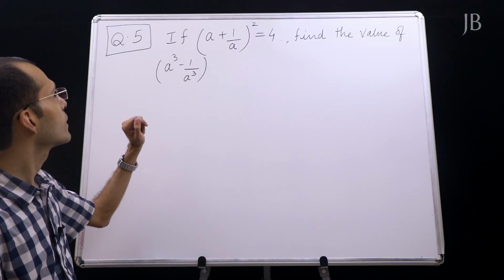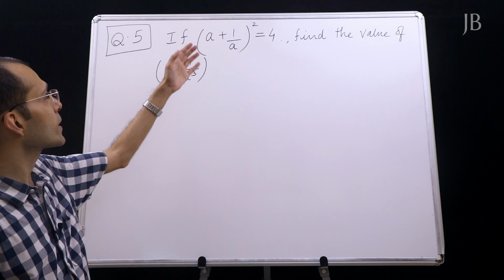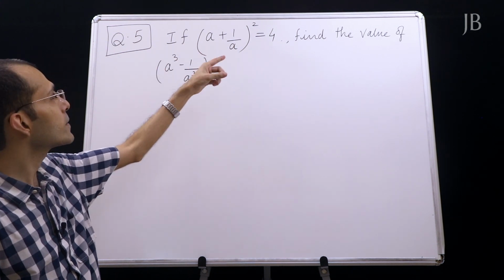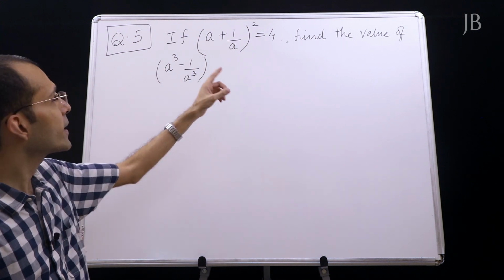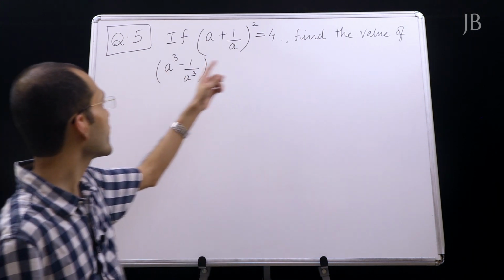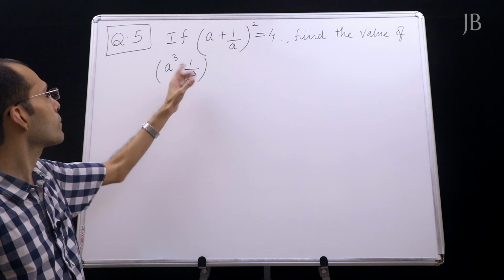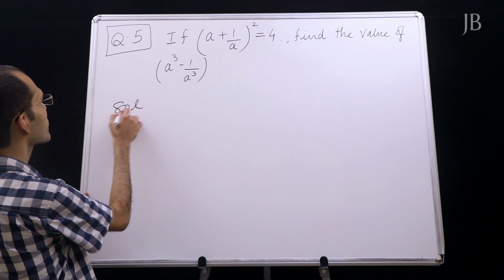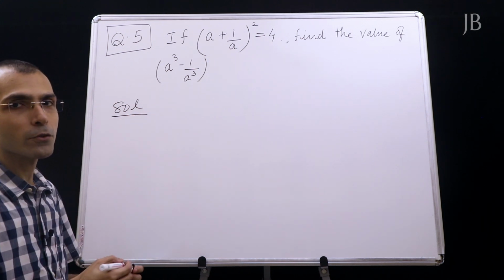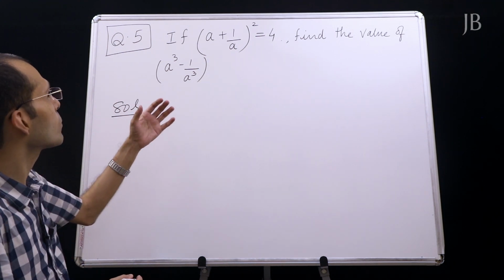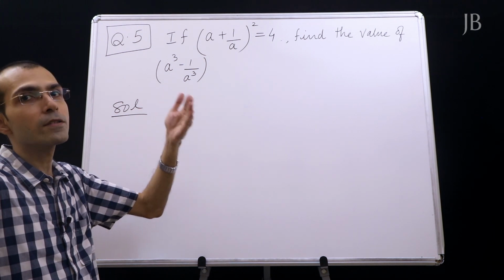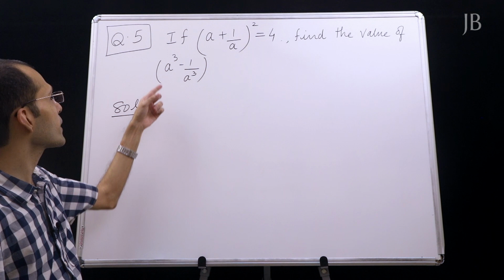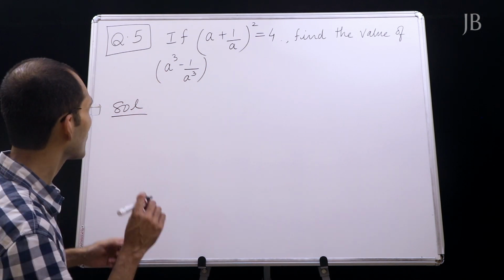Question 5. If a plus 1 upon a the whole square is 4, find the value of a cube minus 1 upon a cube. Now be careful, here it is not a square plus 1 upon a square, the routine one that is given to you. It is a plus 1 upon a the whole square is 4. So we have to find the value of a cube minus 1 upon a cube. How do we go about it?